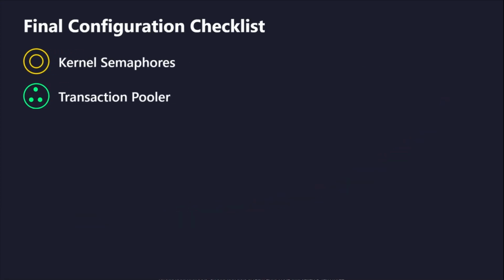Your final checklist includes tuning kernel semaphores, deploying a transaction mode pooler, setting server-side timeouts, and monitoring active session wait events. With these configurations, your PostgreSQL environment can handle thousands of concurrent application requests while maintaining low latency and efficient memory usage across the cluster.